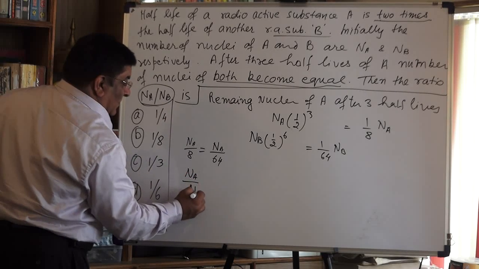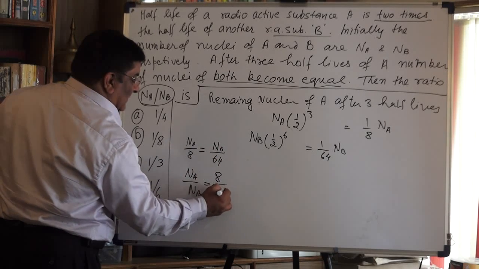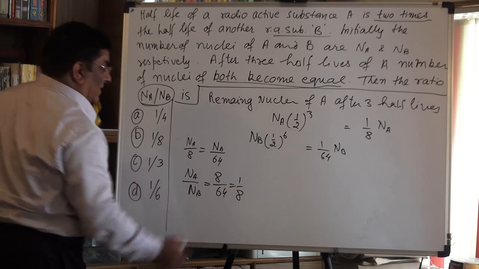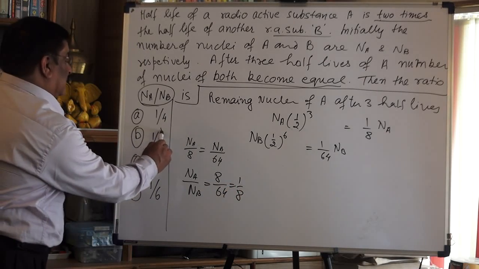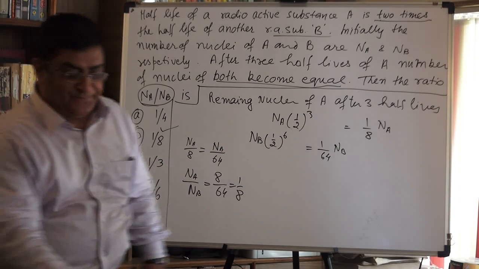Na upon Nb, you have already done it. 8 upon 64, that is 1 upon 8. Do we have an option? Yes, there is an option, 1 upon 8. So this is the right option.